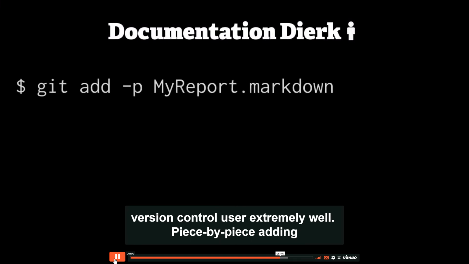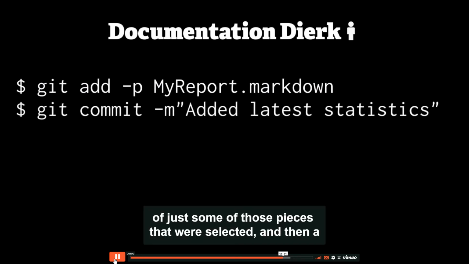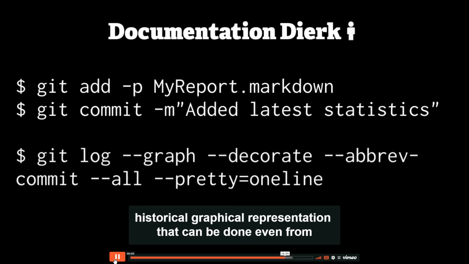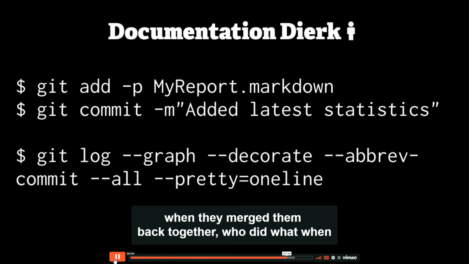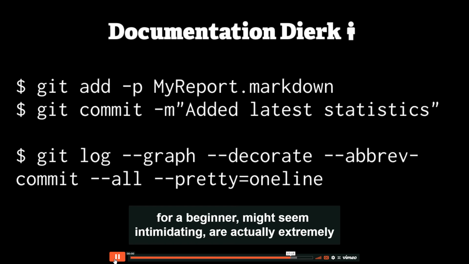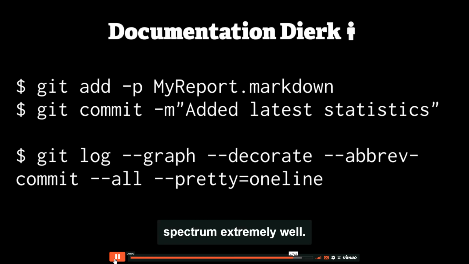Piece by piece adding of little segments of a document, and the committing of just some of those pieces that were selected, and then a historical graphical representation that can be done even from the command line, showing when people branched files, when they merged them back together, who did what when, on which date. All of these option switches, which at the moment for a beginner might seem intimidating, are actually extremely satisfying to the advanced user. Git serves both ends of the spectrum extremely well.